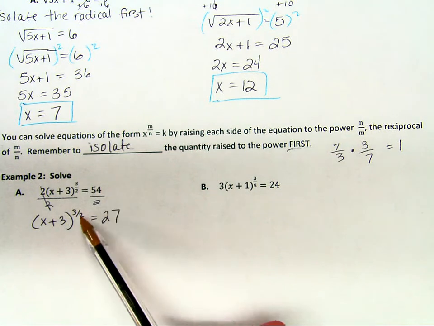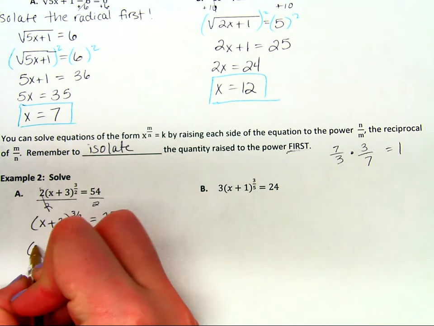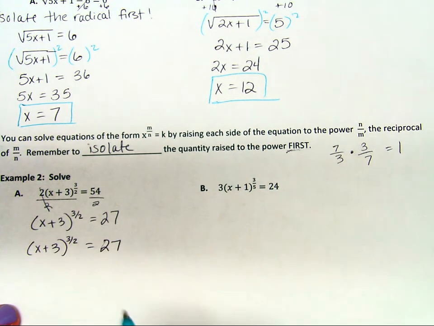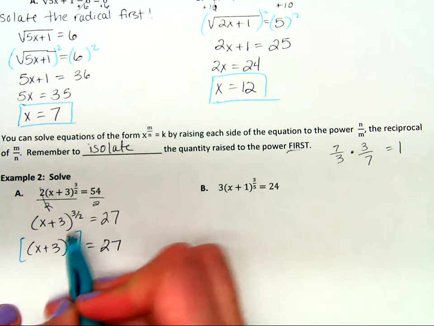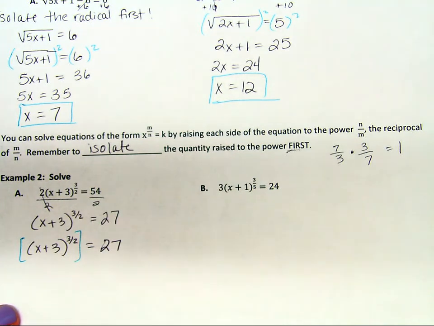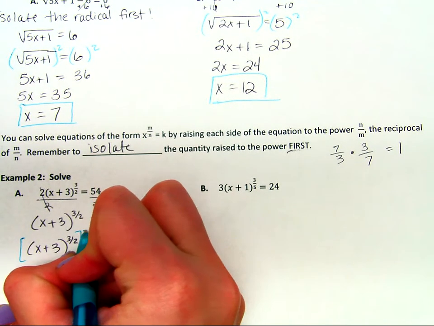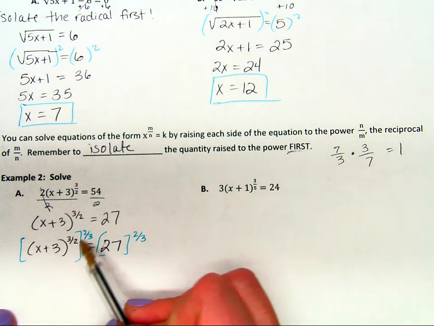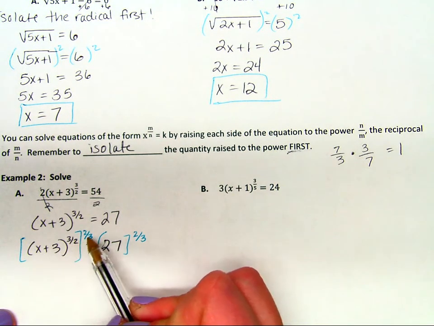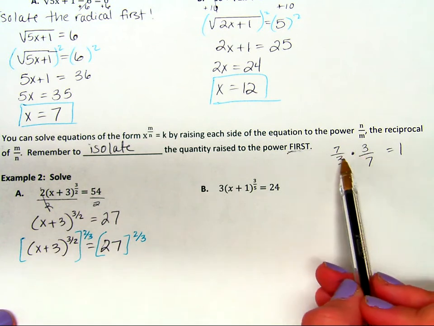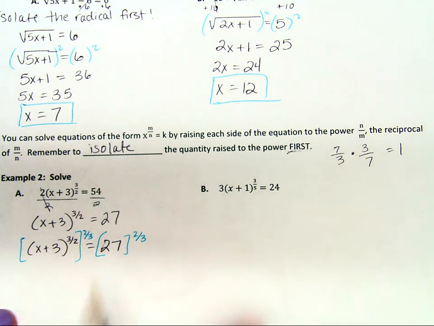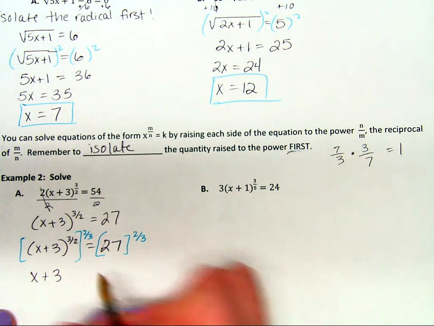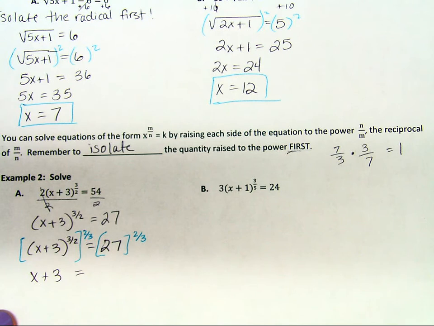Okay, now how do I get rid of this fractional exponent? What I'm going to do is take both sides and raise it to the reciprocal of this fraction. So it's 3/2 right now. I'm going to raise both sides to the 2/3 power. Now, when I do my power to a power rule, I have 3/2 times 2/3. Just like we talked about over here, when I multiply two things that are reciprocals, I get 1. So these exponents essentially cancel out and just give me 1. So this is like x plus 3 now to the first power. And now I have 27 to the 2/3.